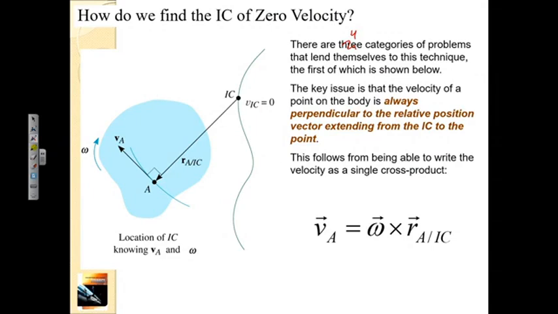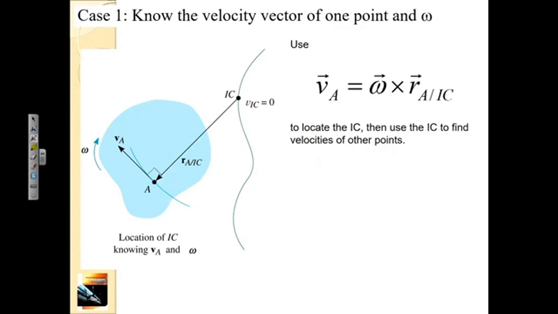But we're always going to use this same idea that if we can locate the instantaneous center, our velocity is going to be perpendicular to that. Well, why is that? Because it's omega cross r. So that's all we need to worry about as we're doing this. So let's look at our 4 different cases and see which ones can be helpful to us. All right. So case 1.